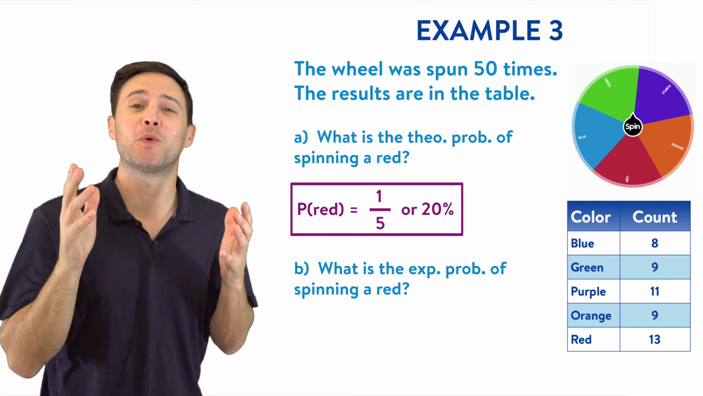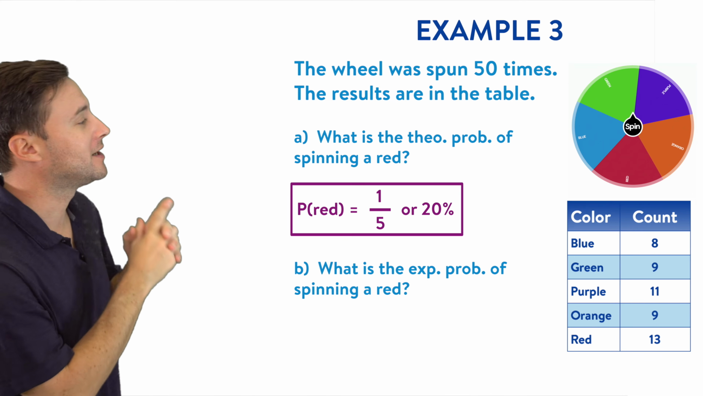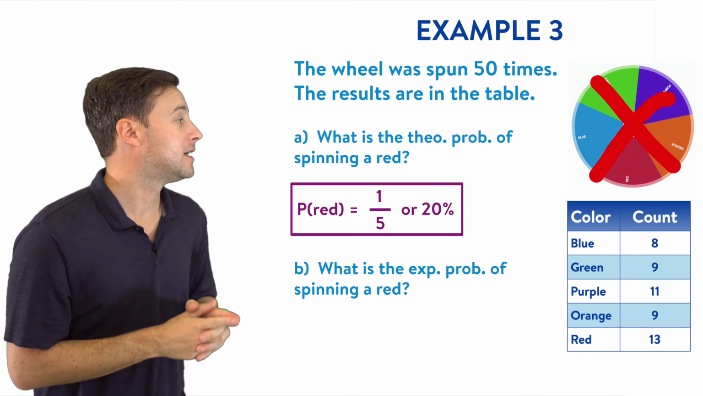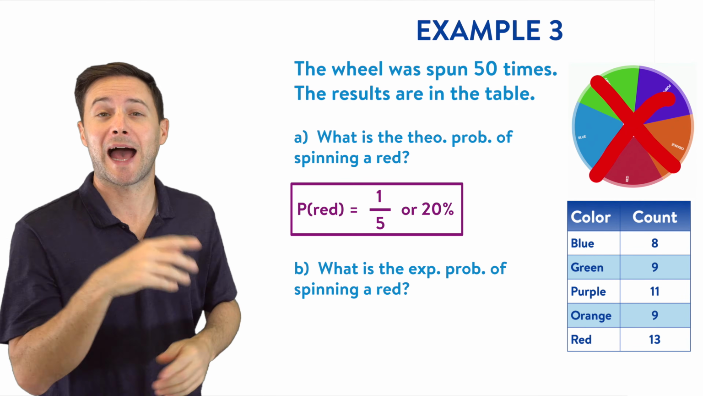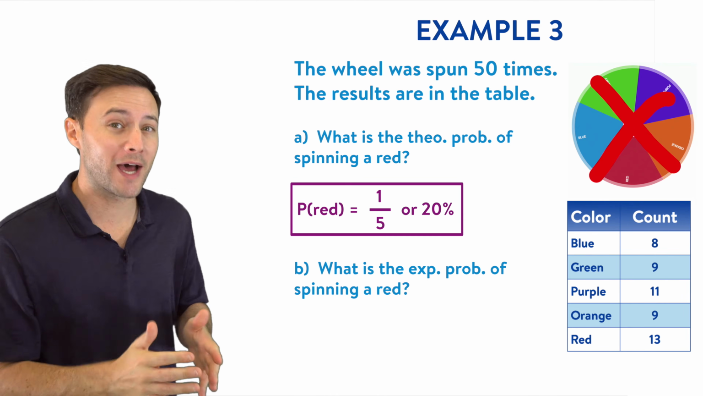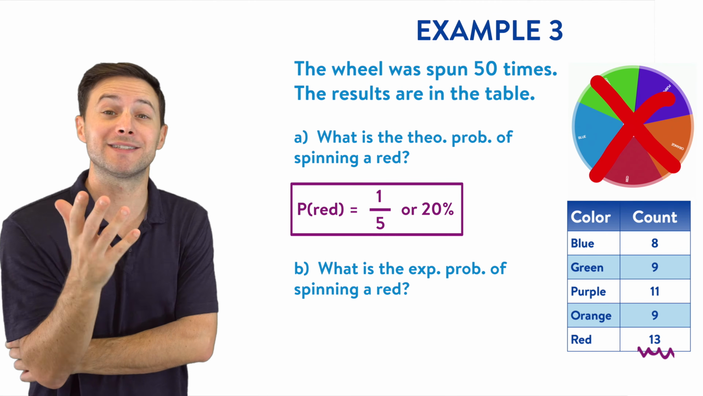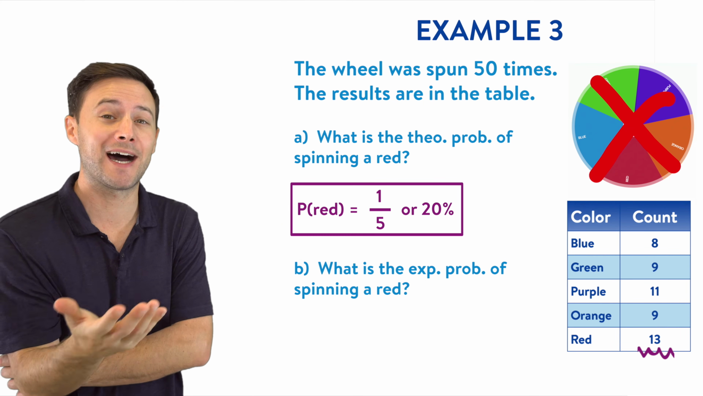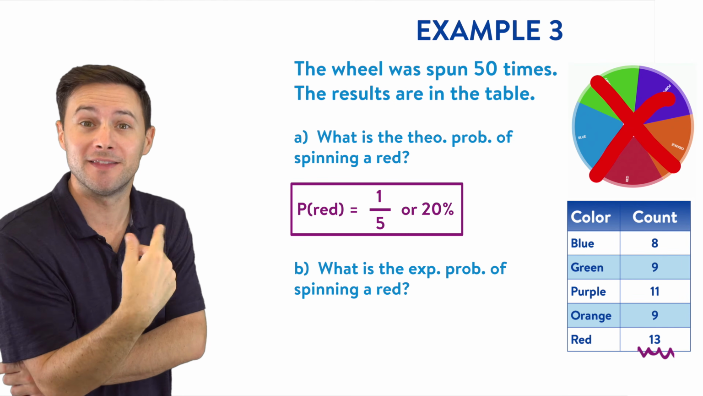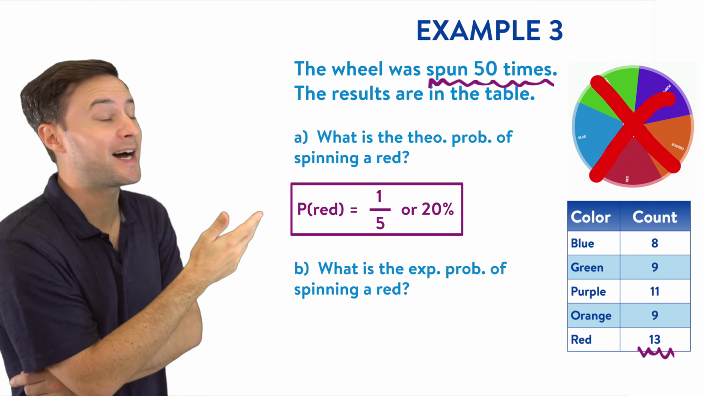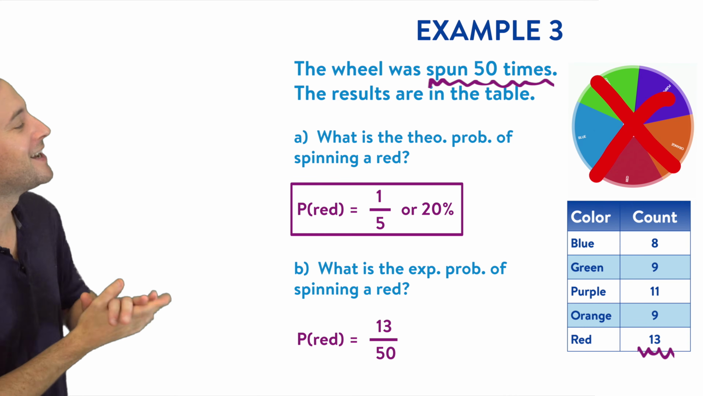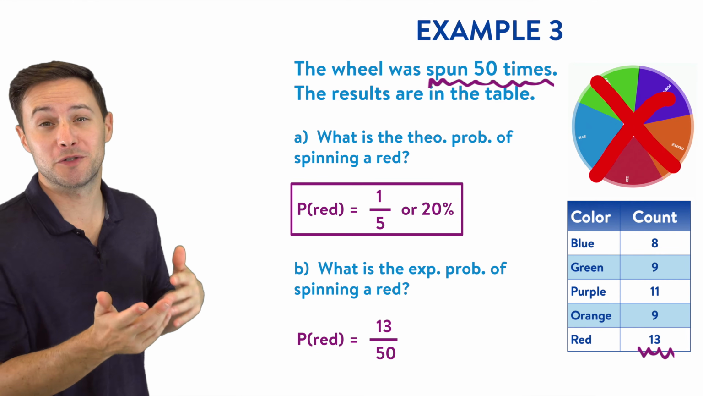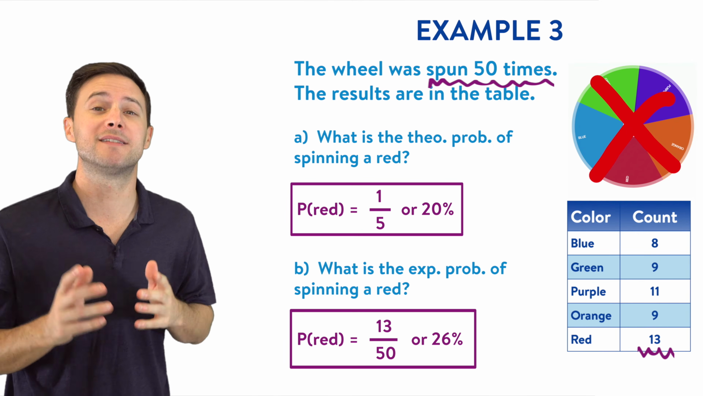Part B: now we need to find the experimental probability of spinning a red. And for that, we do need to look at the table and the results. For the experimental probability, how many times did the spinner land on red? If we look at the table, it was 13 times, and that goes in the numerator. And in the denominator, how many times did we do the experiment, or spin the spinner? If you remember, it was 50 times. So the experimental probability of spinning a red is 13 out of 50, which is really easy to change into a percent. Just times it by 2, which is 26%.